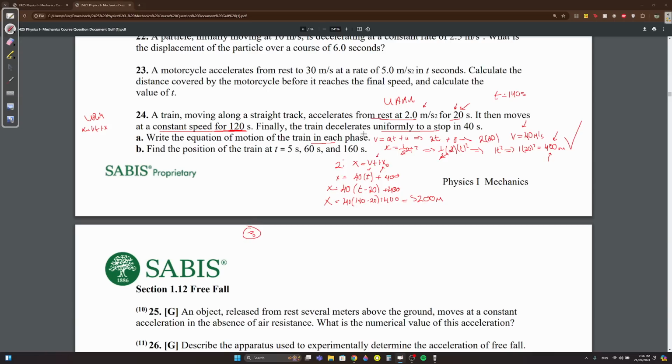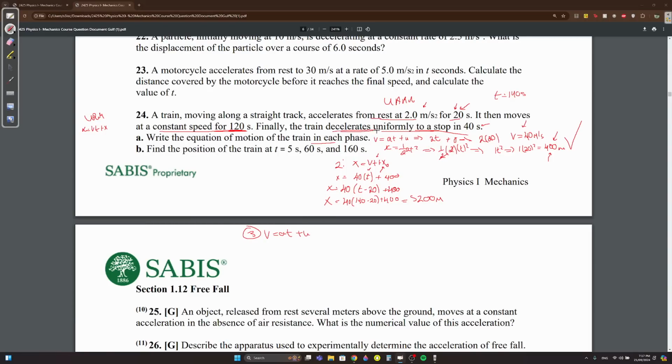Phase 3. We're decelerating uniformly to a stop in 40 seconds. The first thing we need to find is our x, or our v, sorry. Let's find our v. Since it's UARM, v equals at plus u.